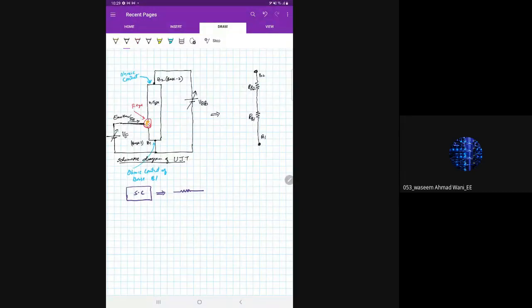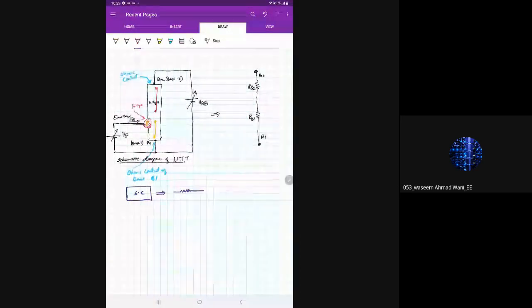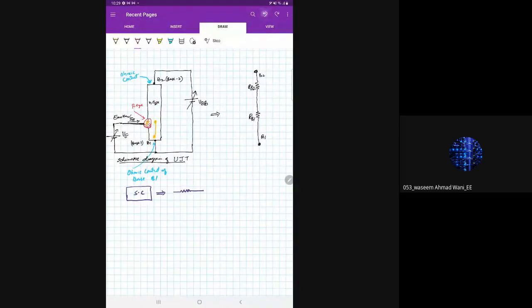Now the conductivity will be different from this point to this point in the bar and from this point to this point. Why? You have different lengths, and there is an emitter junction near B1 and it is quite far away from B2. That is why the conductivity is different. I'll tell you how later on.